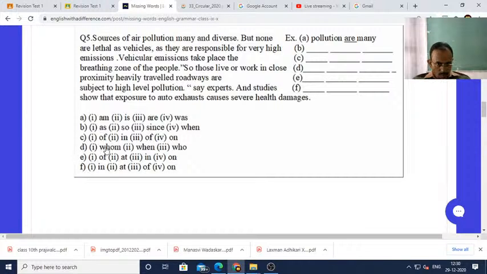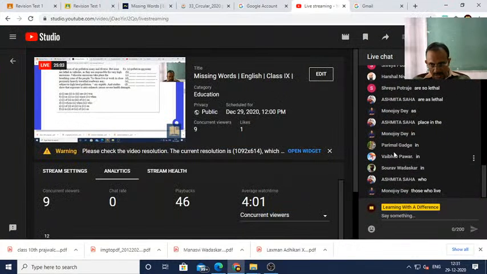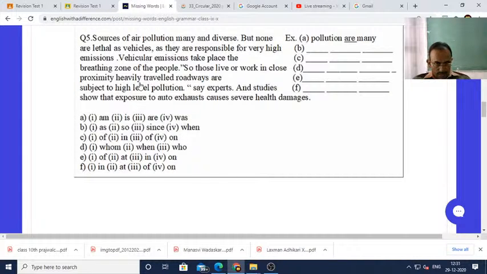So those live or work in close. Number D, who, whom, when? So those who live or work in close proximity. Okay, those who live or work in close proximity. Understood? Let me see. Yes, I think Asmita is correct. Manojoy also correct. Yes, Vaibhav Parimal. Very good.